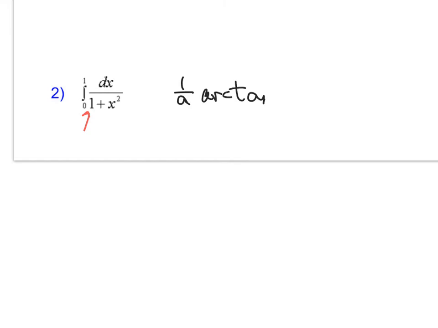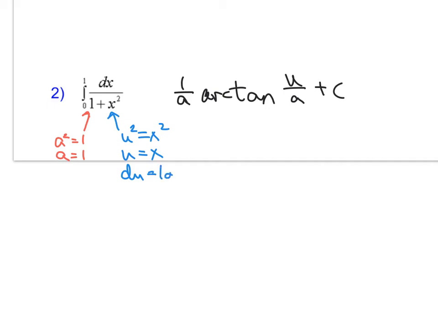You can also write tan inverse of u over a plus c. This one won't have the plus c because I know that it's a definite integral. So in this case, the a squared is equal to 1, so that tells me that a must be 1. The variable u squared is equal to x squared, so u must be x, and therefore the derivative of u is just 1 dx, which I do have.